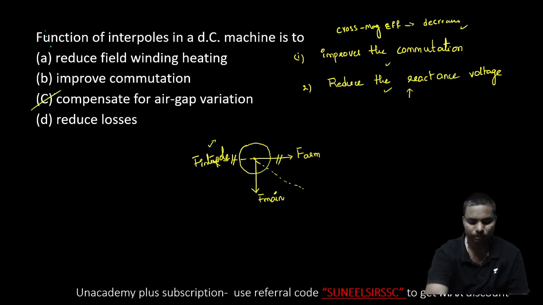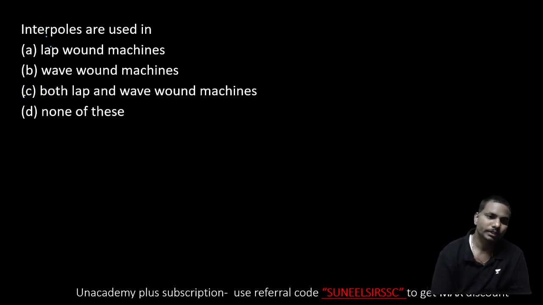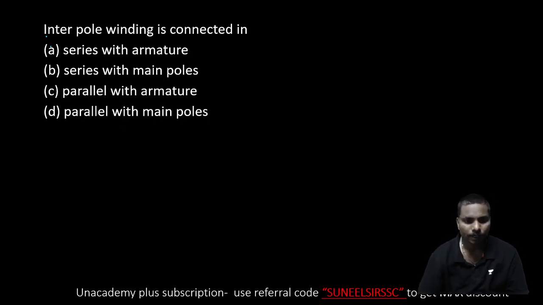So the answer is option. Interpoles are used in dash. Interpoles may be used in both lap and wave windings. It is not restricted to only one winding. It is for both lap and wave winding machines. Interpole winding is connected in dash. Interpole winding is connected in series with the armature.